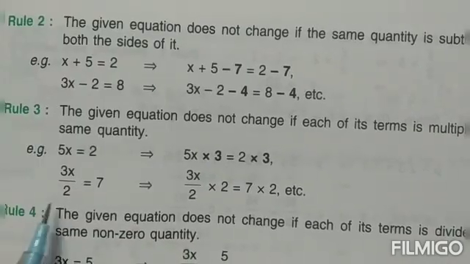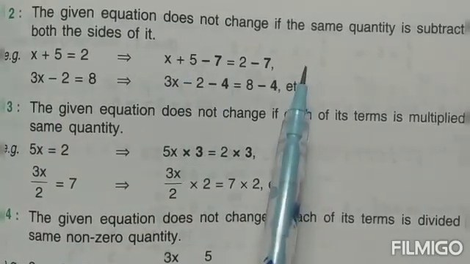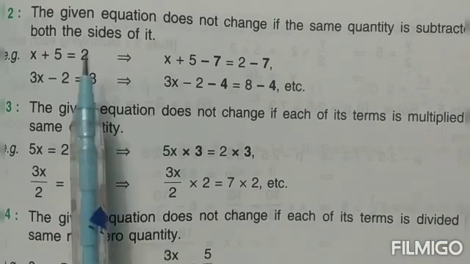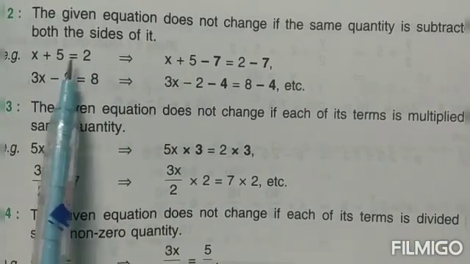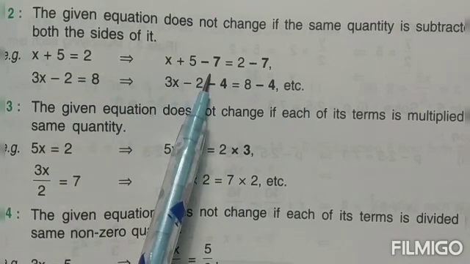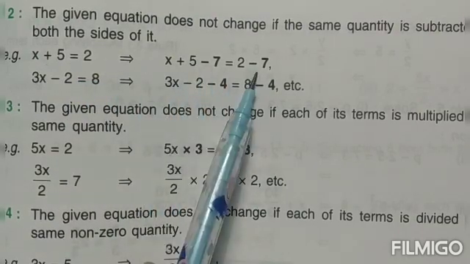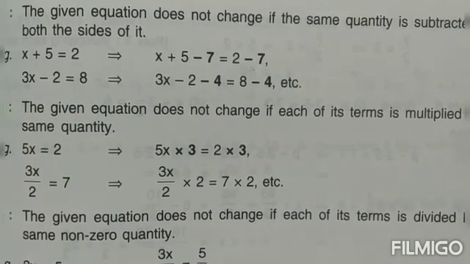Similarly, the second rule says, children, the given equation does not change if the same quantity is being subtracted from both the sides. Like our algebraic expression was x plus 5 is equal to 2. Now if you subtract 7 from both the sides, children, then the equation will not get affected.